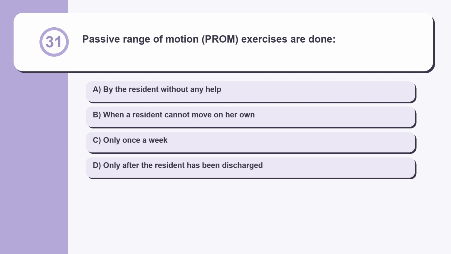Question 31. Passive range of motion, PROM, exercises are done by the resident without any help. When a resident cannot move on her own, only once a week, only after the resident has been discharged.